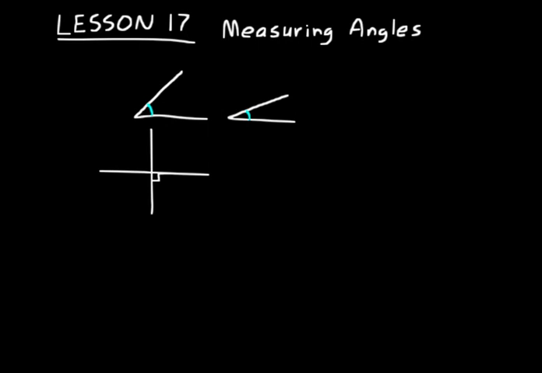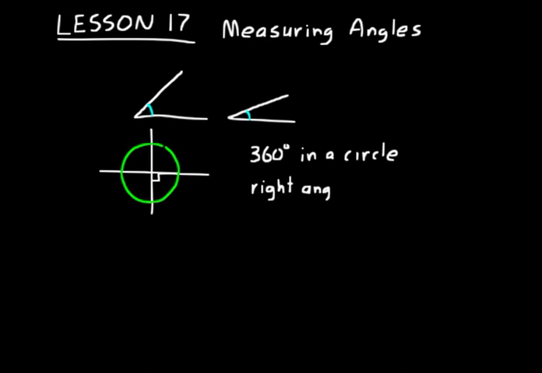Now think about this. Let's draw a circle that has its center at the very middle there. And that circle now is broken up into four sections. A circle, there are 360 degrees in a circle. So what do you think one right angle, how many degrees are in one right angle? It'd just be 360 divided by 4, right? So a right angle equals 90 degrees.